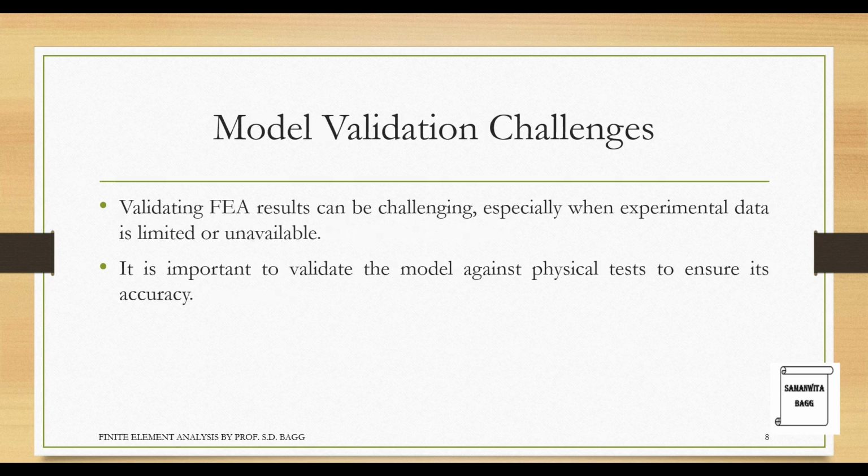Model validation challenges. Validating a FEA result can be challenging, especially when experimental data is limited or unavailable. It is important to validate the model against physical tests to ensure its accuracy. So at times you will have to use experimental data for verifying the results that you have got through FEA. It is possible that you may have got a result which is not correct. So at that time you need to have some data either in the form of theory or some experimental data and then validate your results obtained. Only then you can say that your answers are accurate.